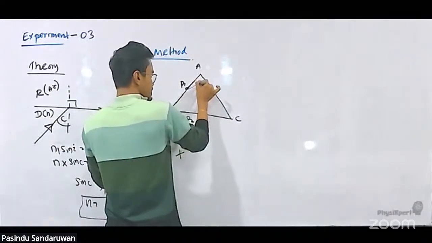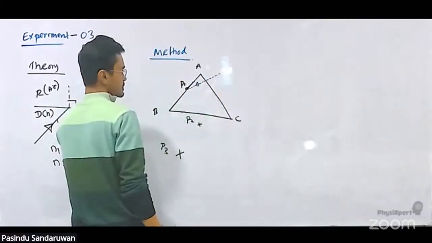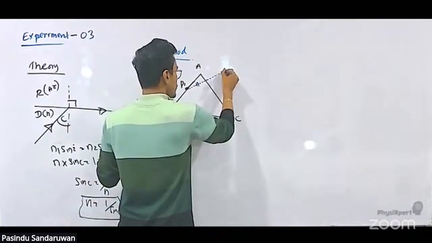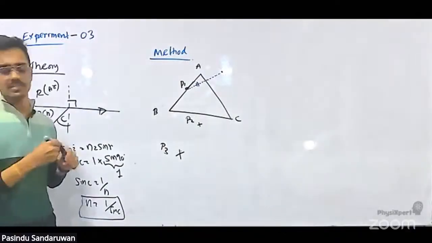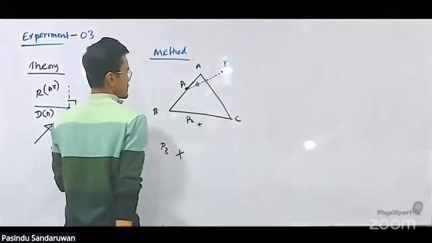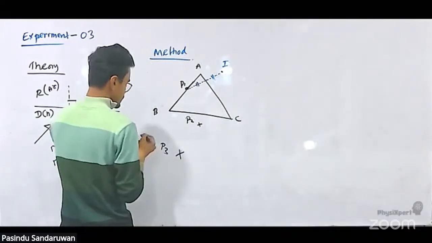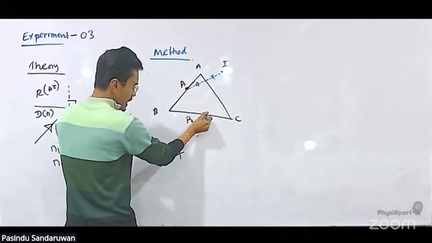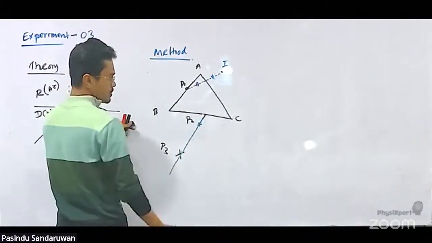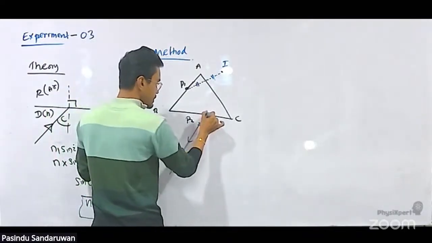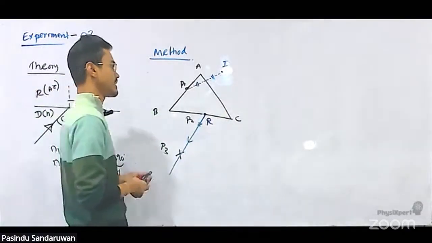And as these distances are equal, mark another point here, say I. Then you have to connect these two and extend the ray until it meets the BC surface. Say it is met at R.